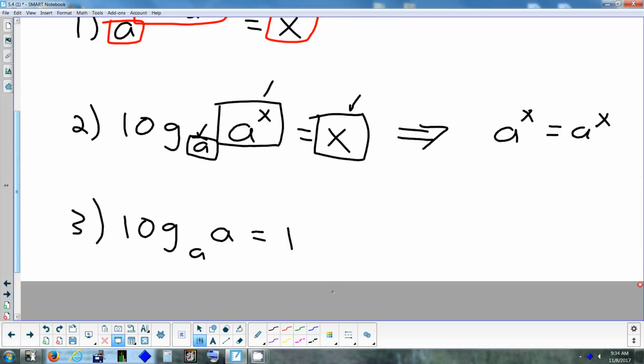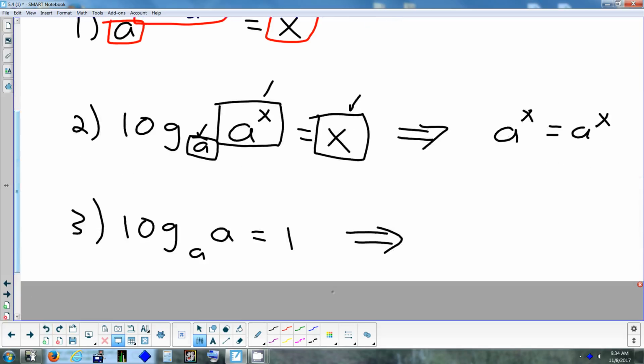Okay, third property. It says log base a of a equals 1. So if you wanted to know log base 4 of 4, the answer is 1. Let's rewrite it and see why this one works.